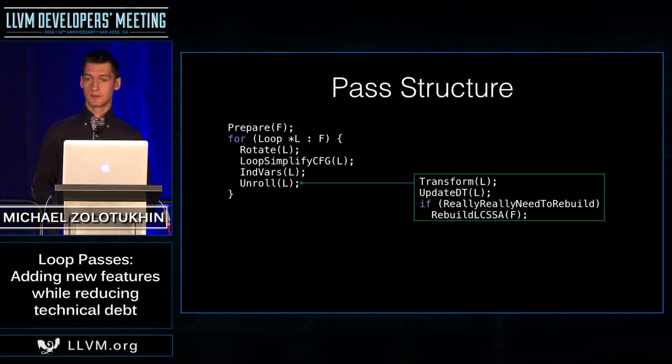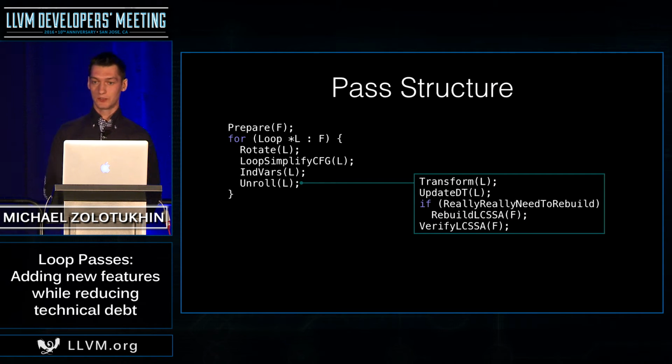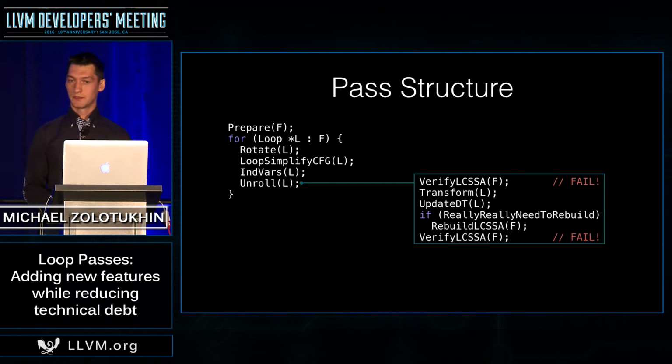So when we did this, we also wanted to check if we actually understood the problem correctly and we actually recompute LCSSA every time we break it. So to check ourselves, we added a verifier right at the end of loop unrolling. Of course, it immediately failed. That wasn't a surprise. What was a surprise is that it was also broken even before our pass started. That was an indication that some other pass doesn't preserve LCSSA, though every loop pass is supposed to do it.